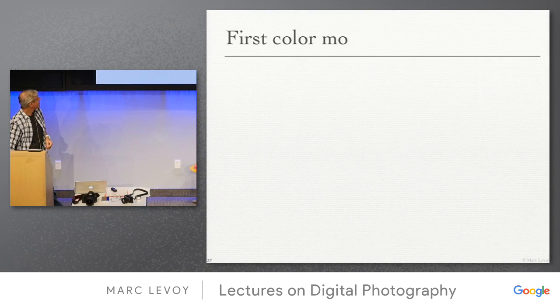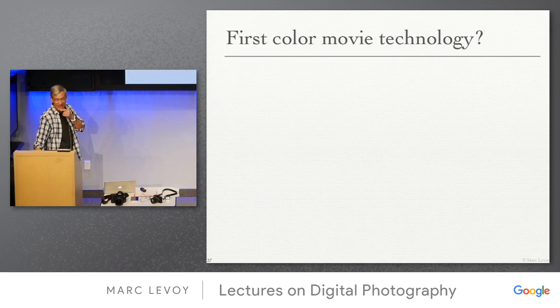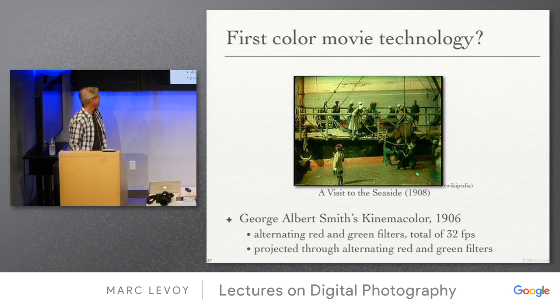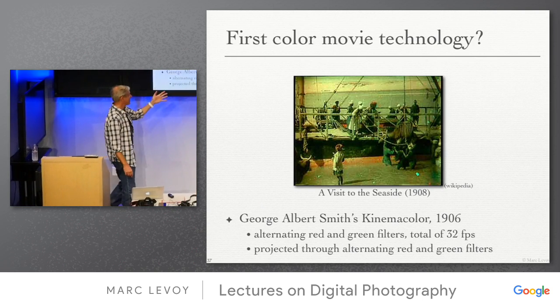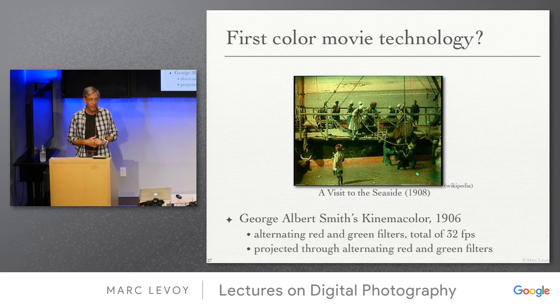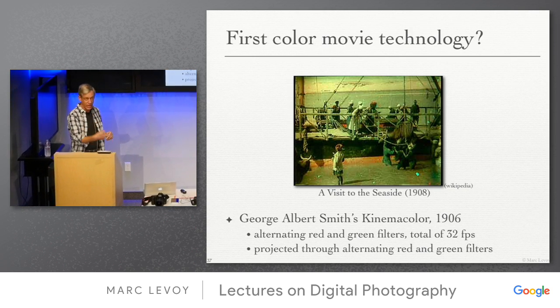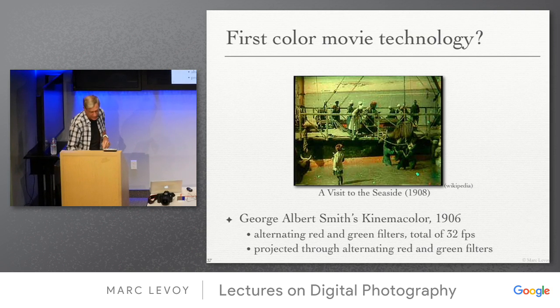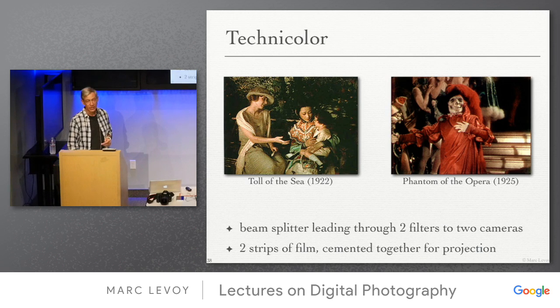Okay. First color movie technology. Practical, that's a good way to ask. So before Technicolor, there was Kinemacolor, which was alternating red and green filters over time. So a total frame rate of 32 frames per second, and then projected through alternating red and green filters. But the first practical one was Technicolor.